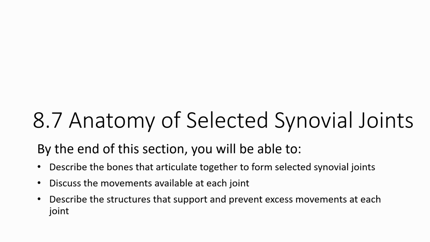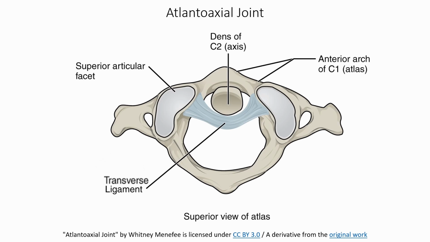So let's get into the last thing for this one, and that is the anatomy of selected synovial joints. We're going to talk about some specific joints and the components that make them up. We've been talking about it several times, so why not get a little deeper in with the atlantoaxial joint. This is going to join the atlas and the axis together. Remember, the atlas is C1 and the axis is C2, forming that rotational joint. So this is that reminder of how they come together, looking at it from the top down, a superior view.